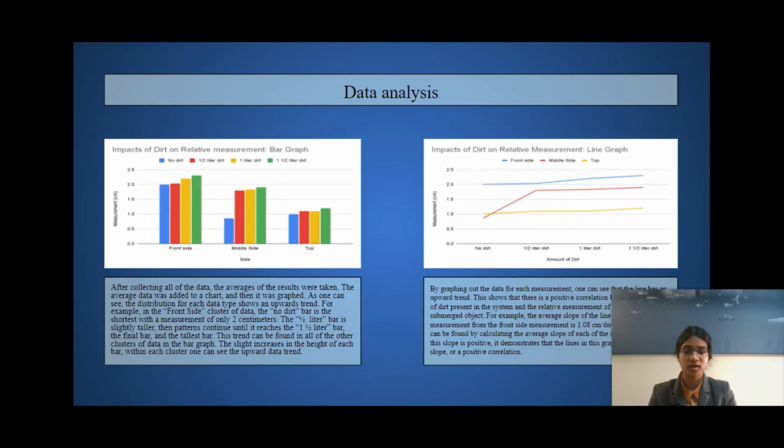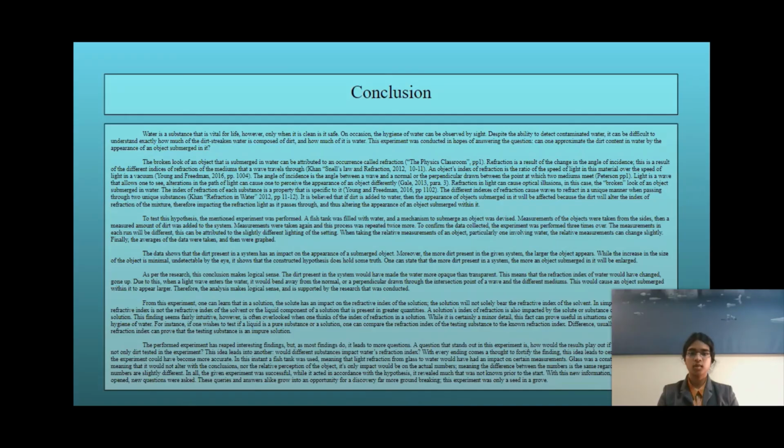On the left side, a line graph is shown. The line graph represents the side as a function of the amount of dirt present also. Each line is a representative of the side it was taken from. One can see that there's a positive slope on each line. In fact, for the front side, the average slope of this line is 1.08 centimeters per half liter of dirt. This shows that the object appears larger as the experiment was progressing. In other words, the more dirt present in the system, the larger the object appeared.